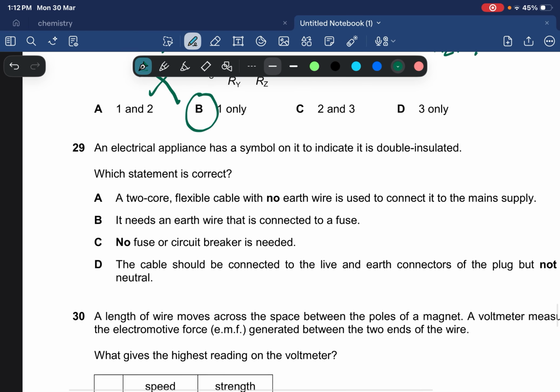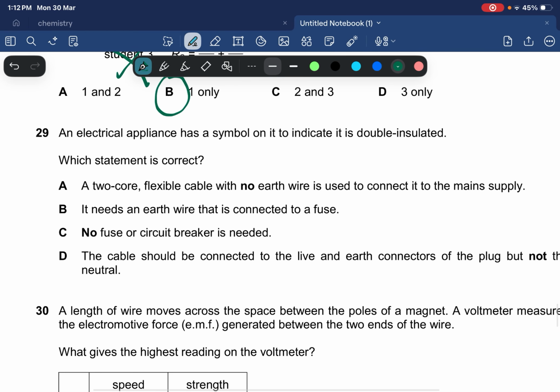An electrical appliance has a symbol on it to indicate it is double insulated. There's a symbol on wire that tells that there is double insulation on the wire to protect the person from electric short. Which statement is correct? A 2-core flexible cable with no earth wire is used to connect it to main supply. Whenever you have double insulation, you don't need earth wire because you're protected. So this seems correct.